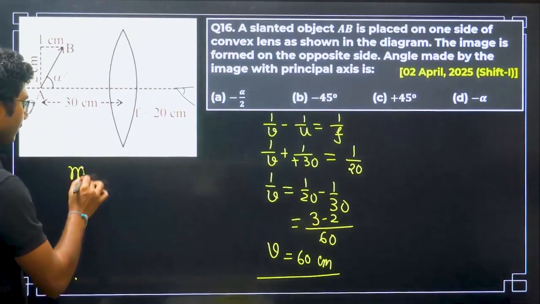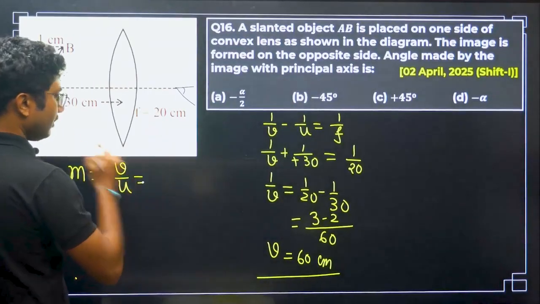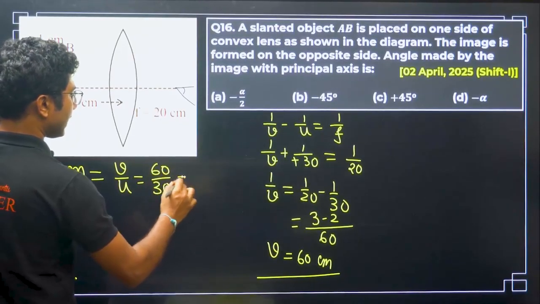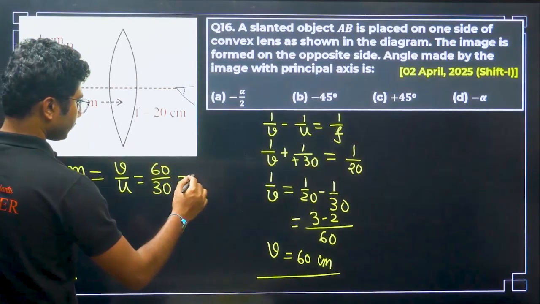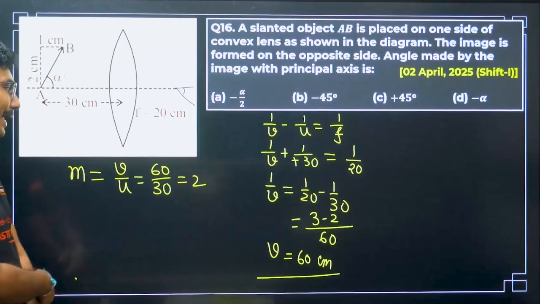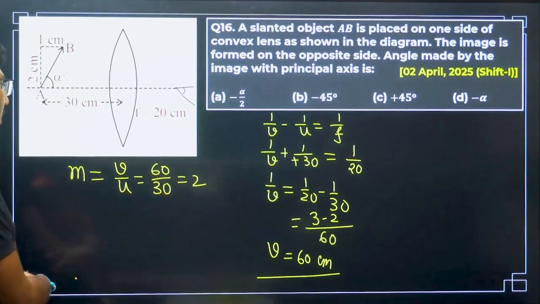For magnification, you can still ignore the sign in some cases. So, from here you get this as 2. So, the magnification is 2, right.